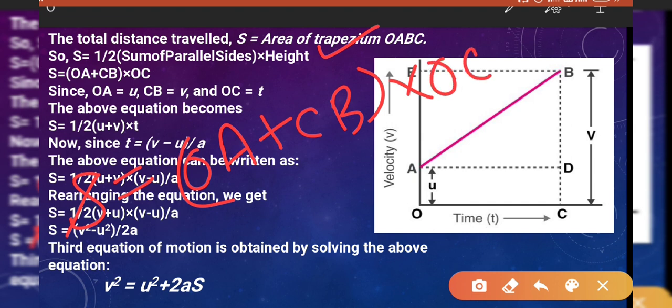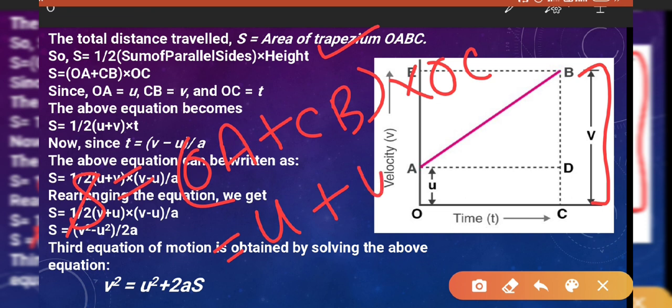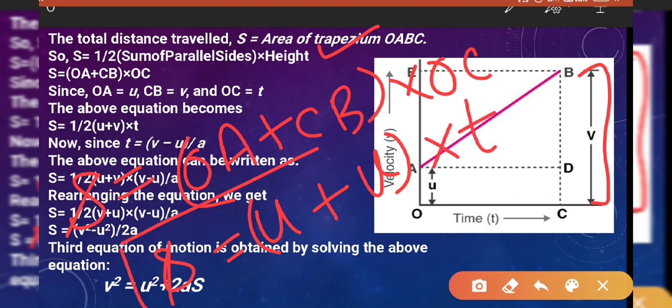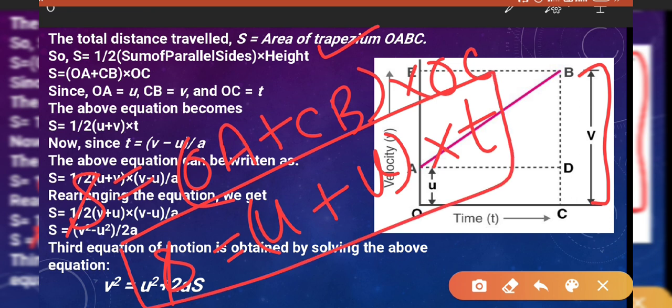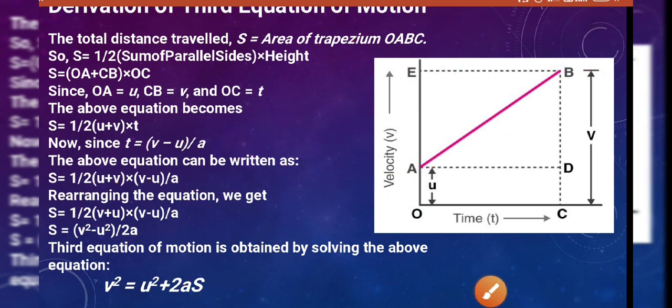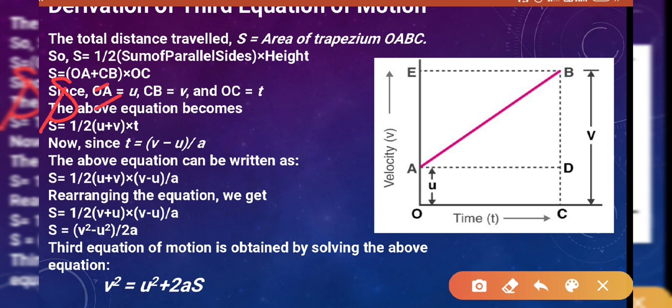by OC. Students, we know that OA is initial velocity, BC is final velocity and OC is time. So we get here S is equal to half into U plus V into T.